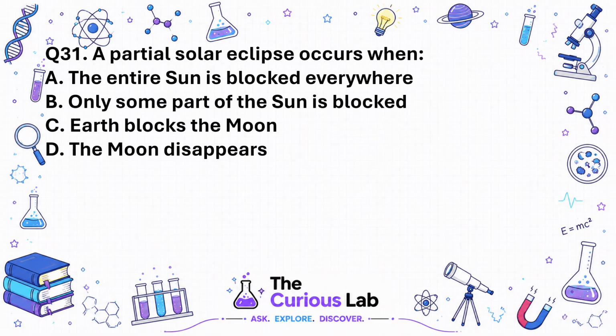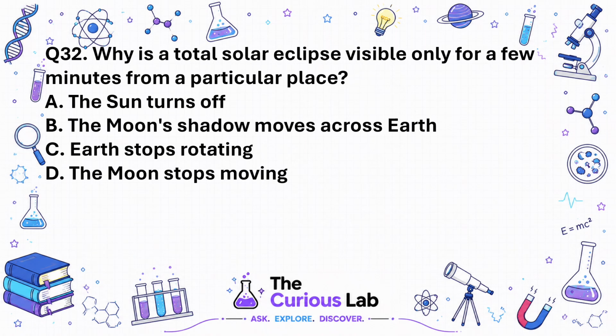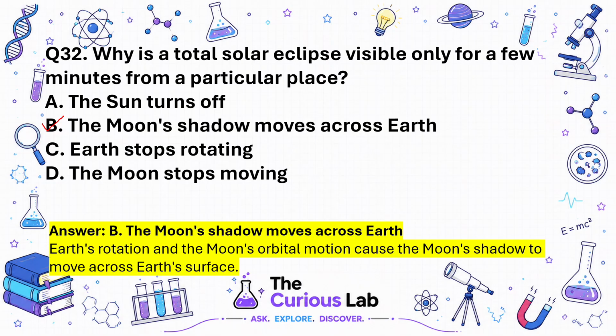Next question, a partial solar eclipse occurs when only some part of the sun is blocked. Answer is B. Why is a total solar eclipse visible only for a few minutes from a particular place? Because the moon's shadow moves across the earth. Due to the earth's rotation and the moon's orbital motion, the moon's shadow moves across the earth's surface. So after a few minutes, it is gone in the other direction.